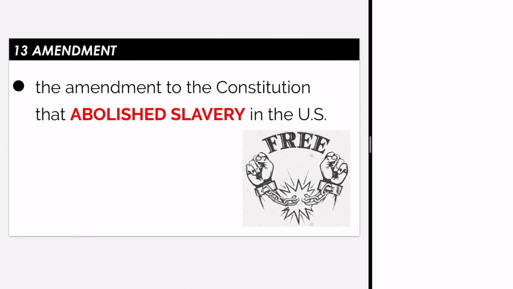So the first word is the 13th Amendment. The 13th Amendment is an amendment to the Constitution that abolished slavery in the U.S.